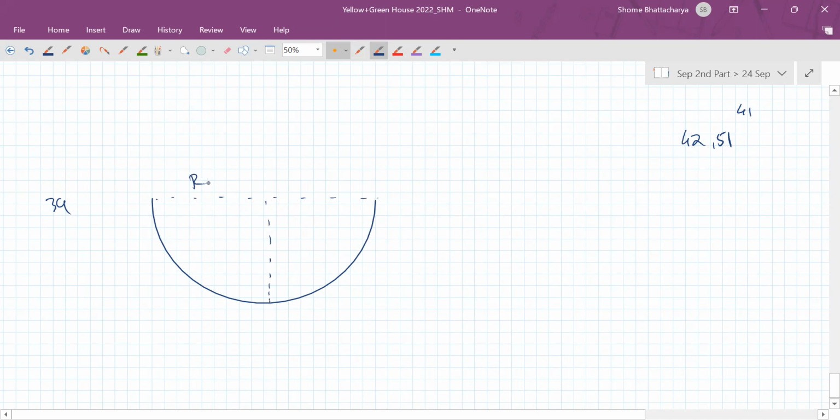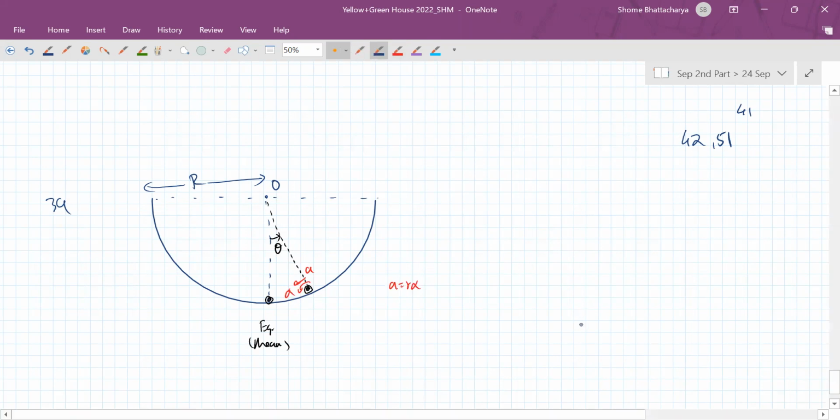So radius is R. This is the geometrical center. Now, if we keep a small tiny sphere here, you can see that it's at equilibrium or mean position. But the moment we take it to some angular position like this theta, you can see that it will start rolling because of the combination of forces acting on it.